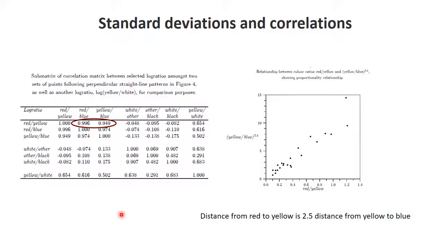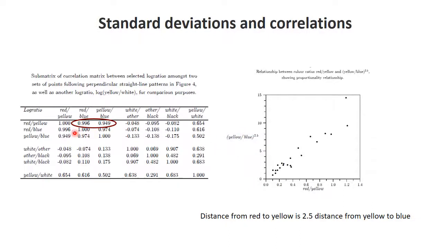Okay, what other information can we look at? Well, let's look at the correlation matrix, some selected log ratios. If you look at the log ratios of, for example, red-yellow and then red-blue, we notice that there's a very high correlation between them. That means that if I looked at the data of red-yellow versus red-blue, I would find a correlation.